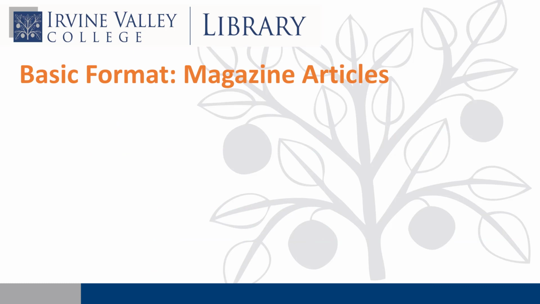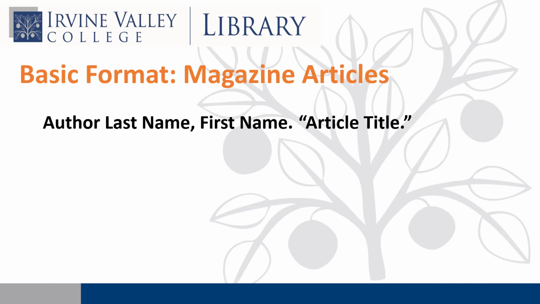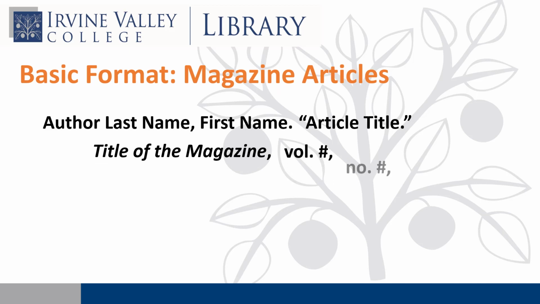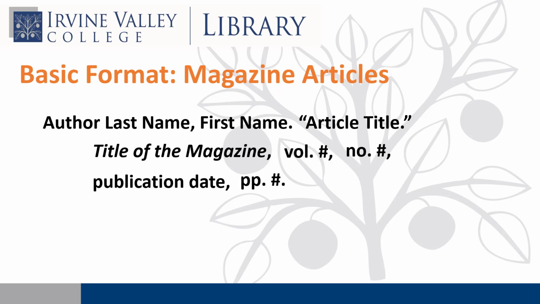Now, let's take a look at the basic format for citing a magazine article in MLA Style. Similar to citing a newspaper article, we will begin with the author's name by last name, comma, first name, followed by a period. Then we have the title of the article in quotation marks, ending with a period inside the quotation marks. Then we have the magazine title in italics, followed by a comma. Then we have the volume number, followed by a comma. Then the issue number, followed by a comma. And then we have the date the magazine article is published, followed by a comma. Next, we have the page number for the article, followed by a period.